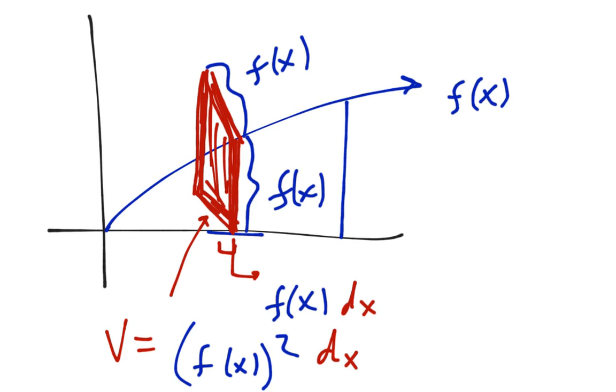And then because we need to add up all of these square plates between here and here, we're going to go from a to b, so we're going to integrate from a to b.